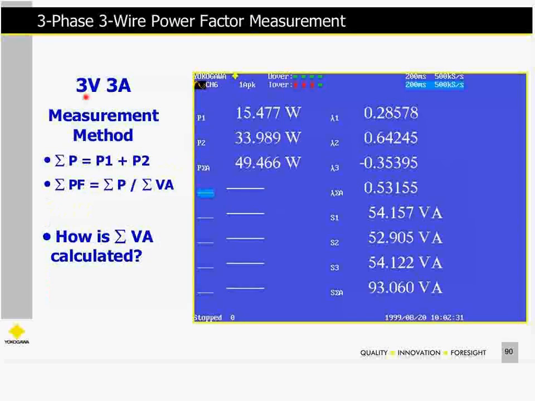So looking at the 3V3A measurement method, our total power is power 1 plus power 2. So that's our 49 watts here. And this is a 3-wire system, so we cannot look at phase parameters. We look at the 3 VAs, okay. Got our total VA, total watts divided by total VA. Okay, watts divided by VA is going to give us our total power factor in this example of 0.5. So 49 divided by the 93, that's about half, right?